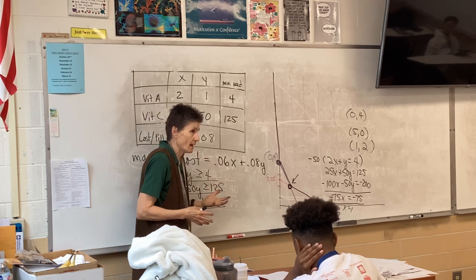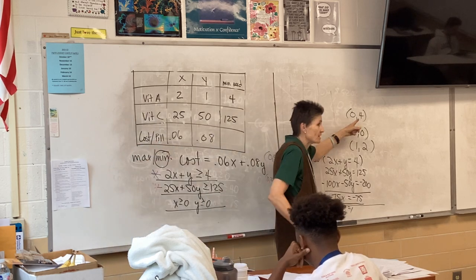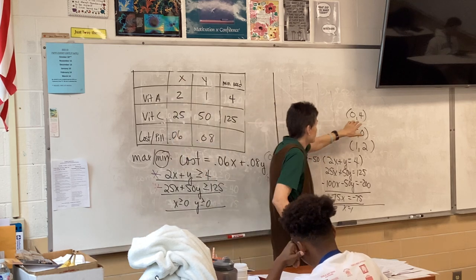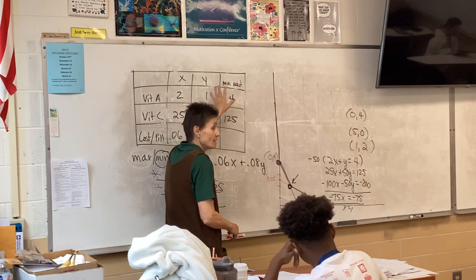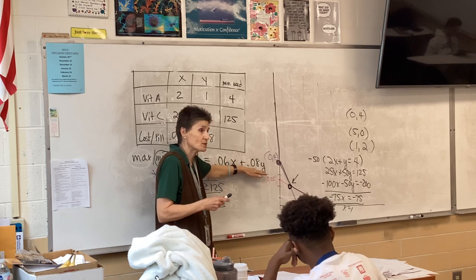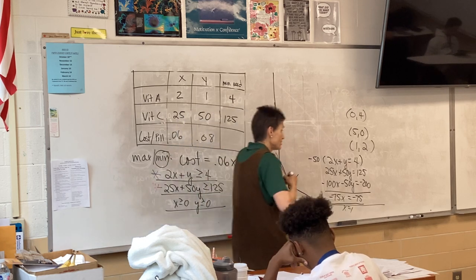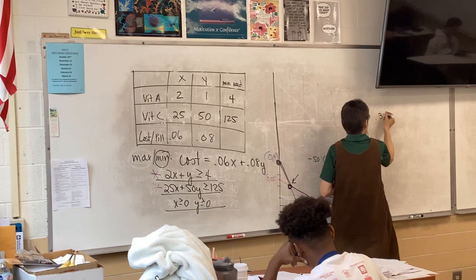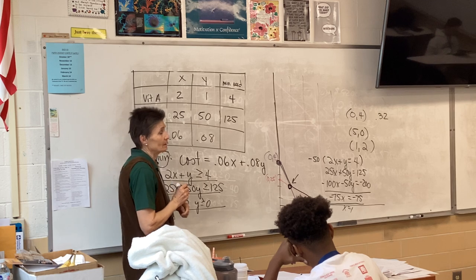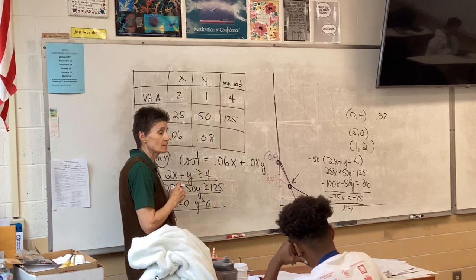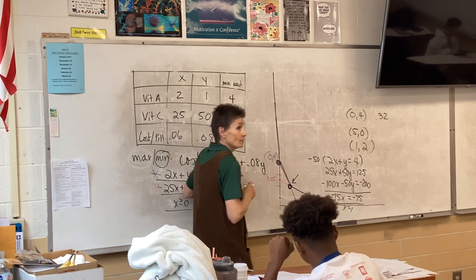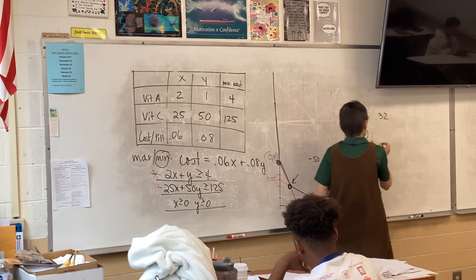So here's the deal, guys. This means that he shouldn't take any of this, and he should take 4 pills of this. Well, if he doesn't take any X's and he takes 4 Y's, how much is it going to cost him? 32 cents, right? Well, what if he takes 5 X's and no Y's? 5 X's and no Y's would be 30 cents.